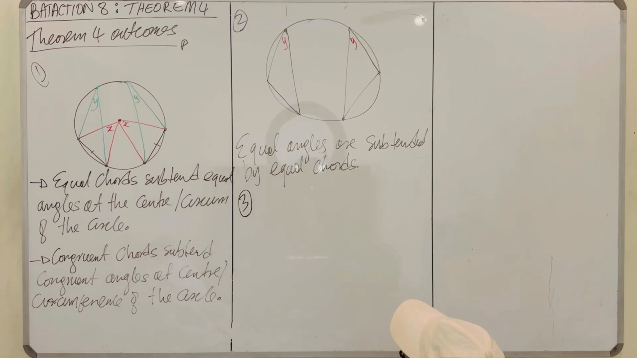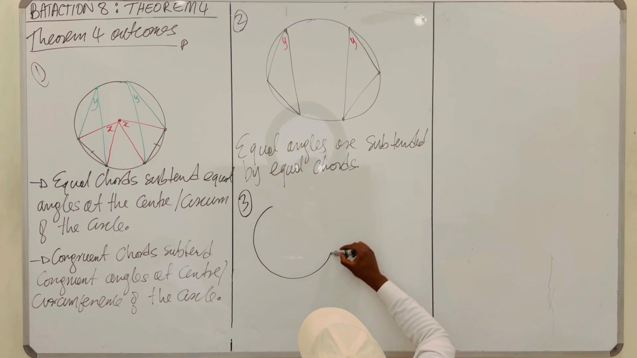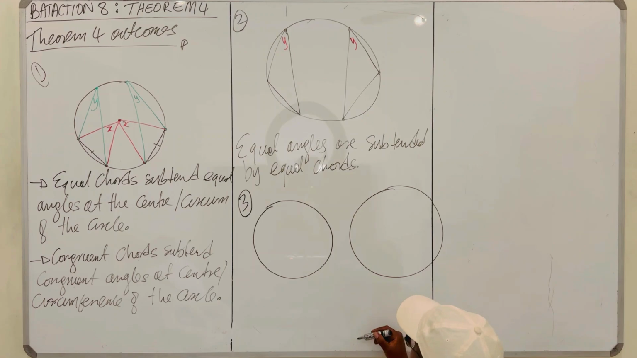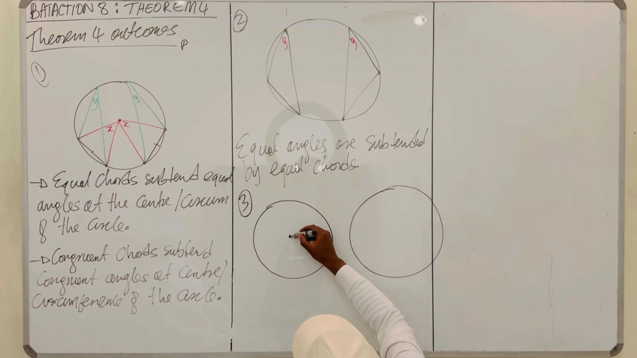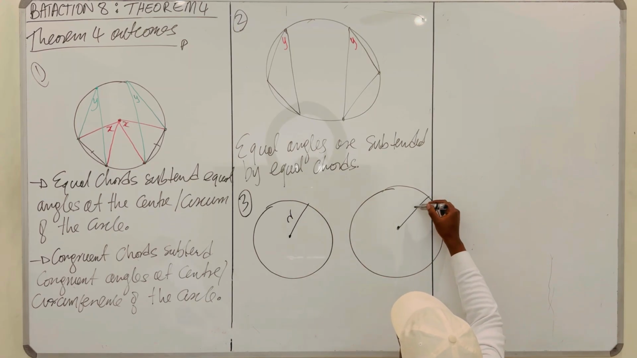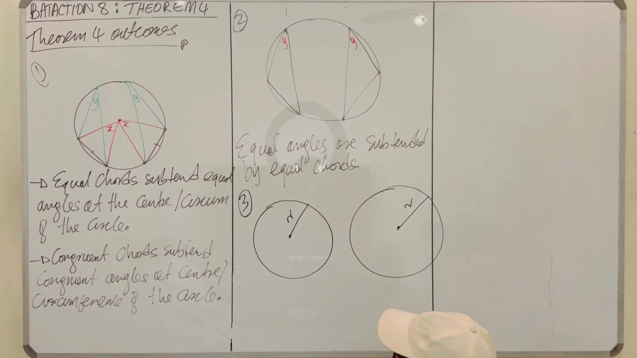Let's go to outcome number 3. If we have two circles here, can you see these two circles? They don't look very equal. Let's say the radius of this one is R, and the radius of this one is R as well. They are equal. Do you understand? Yes. So, the two circles, A and B, are congruent if they have the same radius. So these are congruent circles.